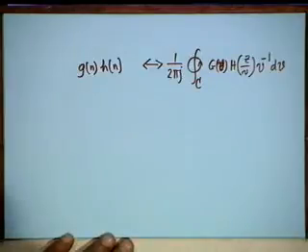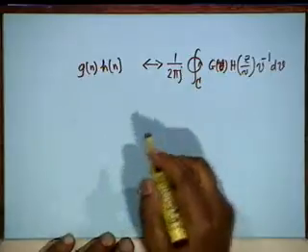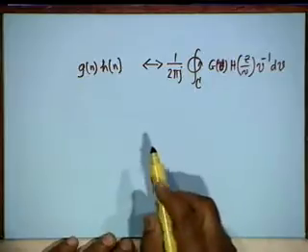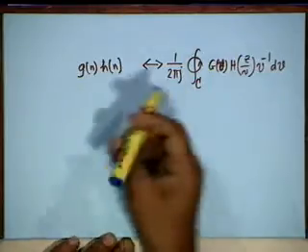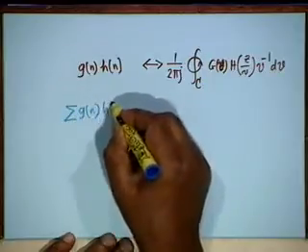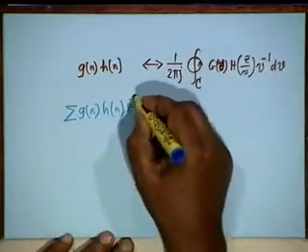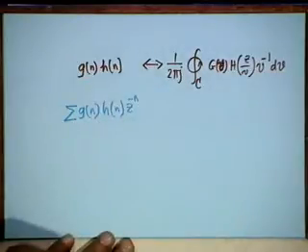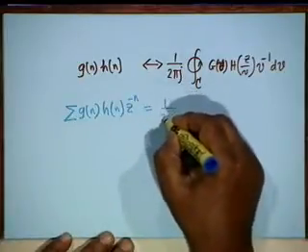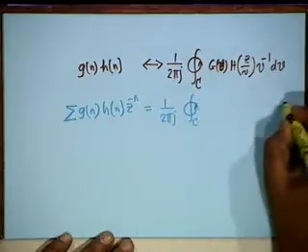Now, the z transform of this is this quantity. So, I can write summation g n h n z to the minus n. This is by definition the z transform, n going from minus infinity to plus infinity. This should be equal to 1 over 2 pi j multiplied by this integral. Okay.